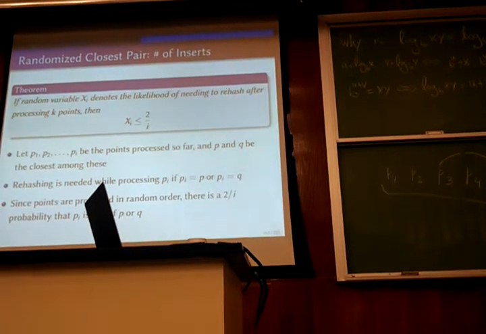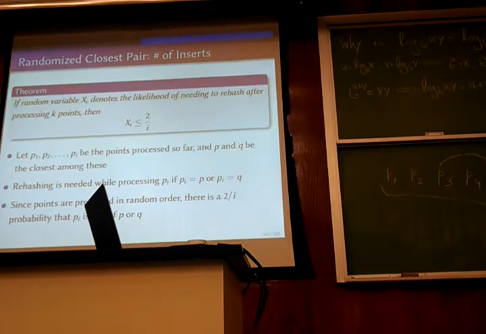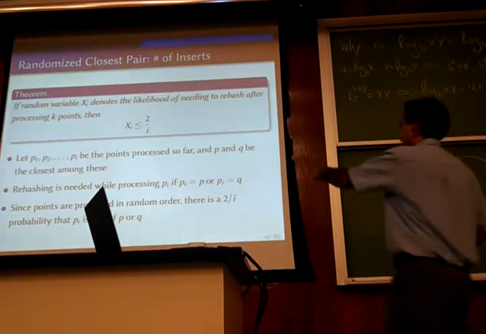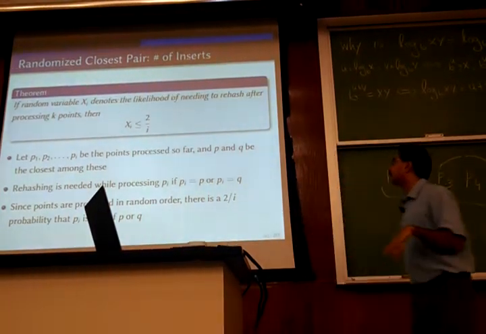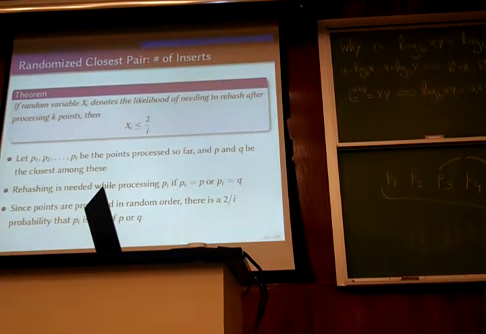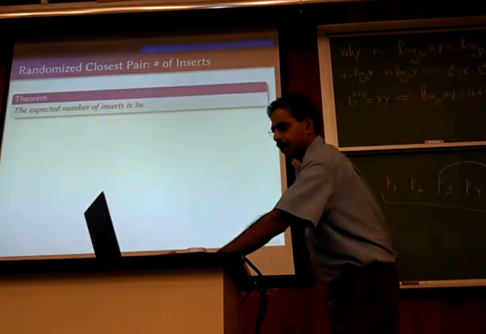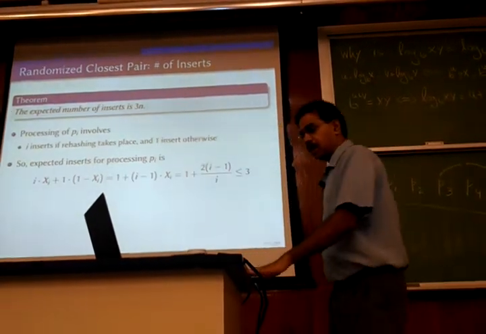So the probability that the ith element is one of them is basically 2 by I, right? That's what this is saying. The theorem is simply saying that the probability is 2 by I. Okay? So now we can say how many insertions are required.